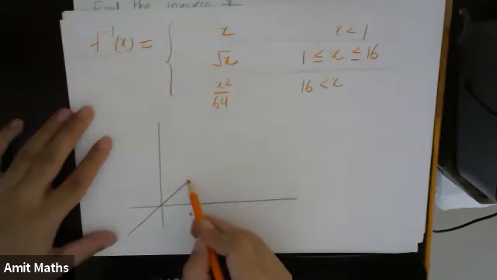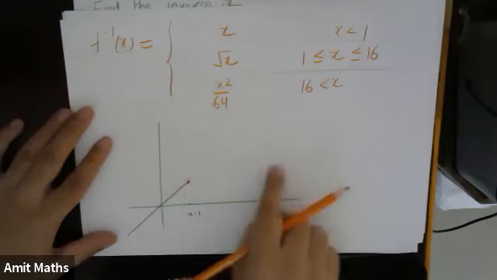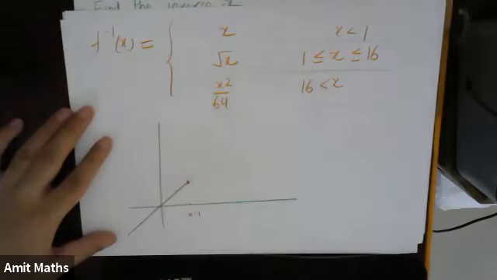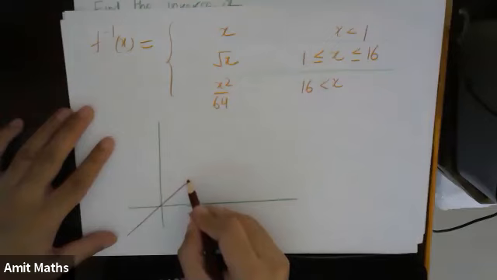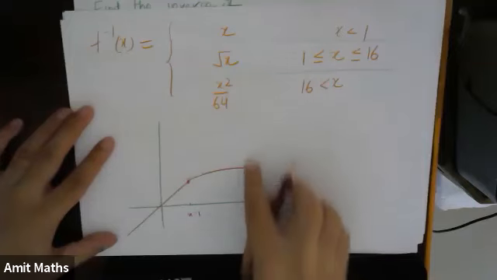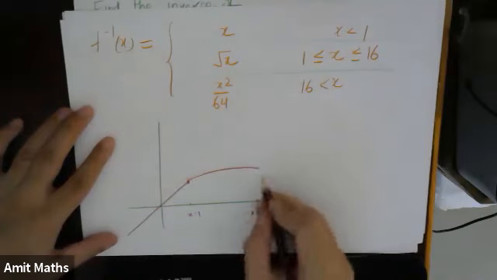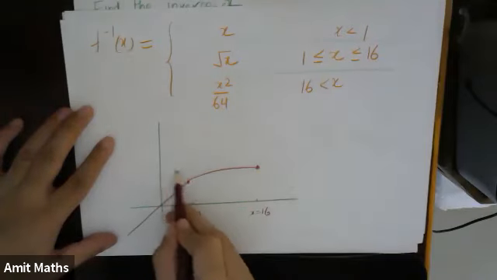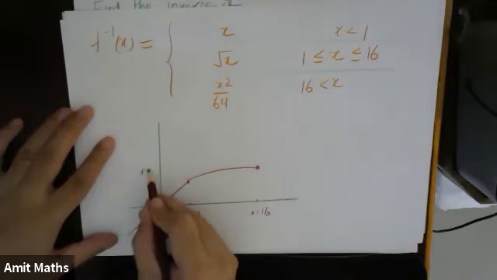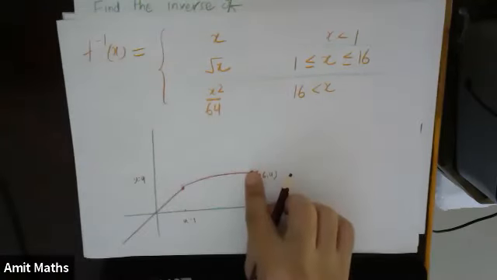Okay, and what is this point? (1, 1). When x equals 1, y will be 1. So that means after this point, the graph will bend like this. Till which point? Till x equals 16. What will this point be? This point will be y equals 4. So that means this is (16, 4).